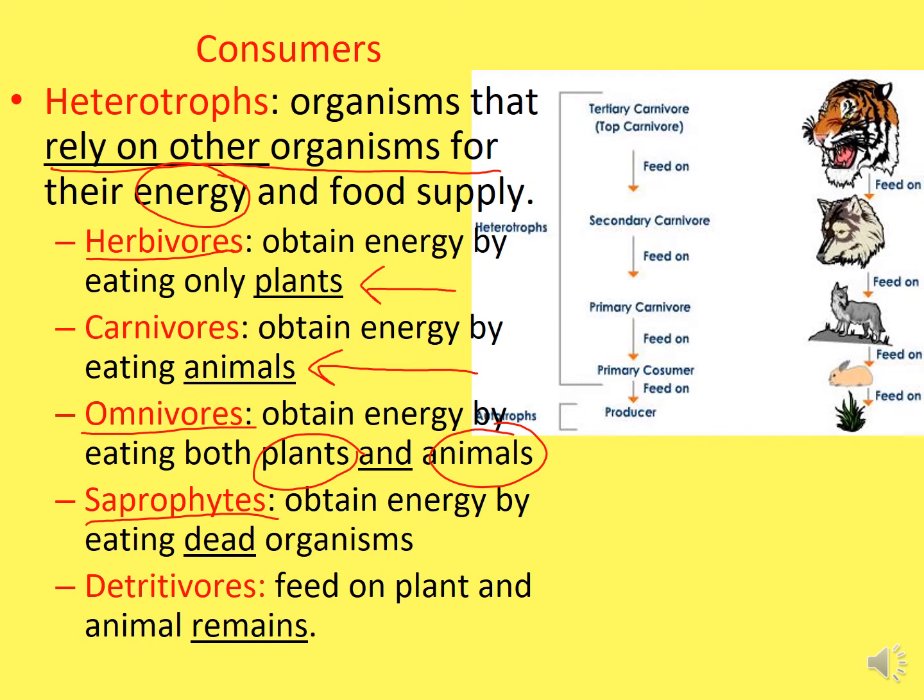Saprophytes obtain energy by eating dead organisms. And this right here is going to be like your mushrooms and the fungi and stuff. Detritivores feed on plant and animal remains. That's like your vultures.